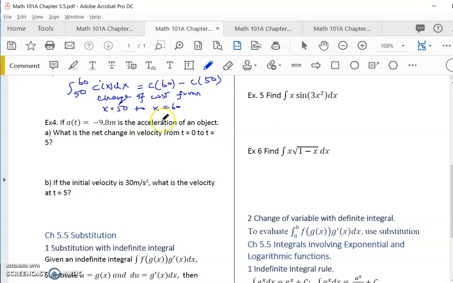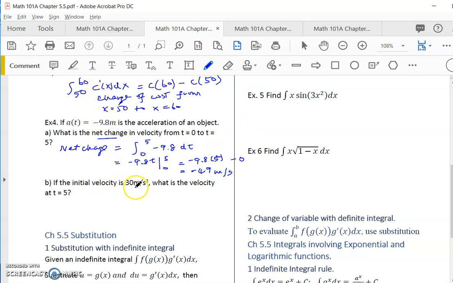The next example is acceleration. If I have acceleration of negative 9.8 meters per second squared, what is the net change in velocity? Do I have the rate of change of velocity? Yes, the rate of change of velocity is a(t). So net change in velocity would equal the integral from 0 to 5 of negative 9.8 dt. This is really easy to do. It's negative 9.8t from 0 to 5. So that means negative 9.8 times 5 minus 0. So it changed by negative 49. The velocity changed by negative 49 meters per second.